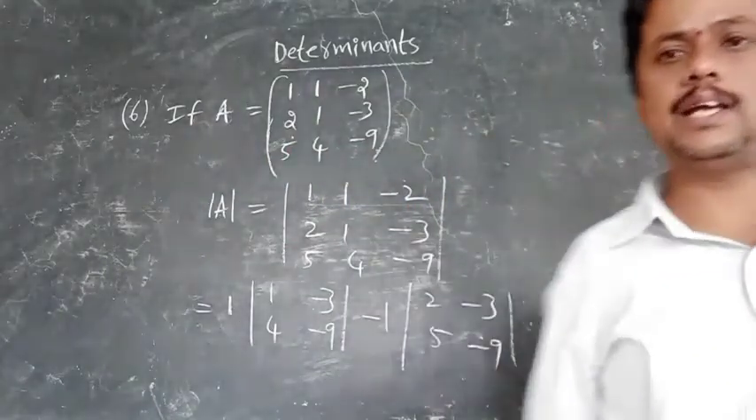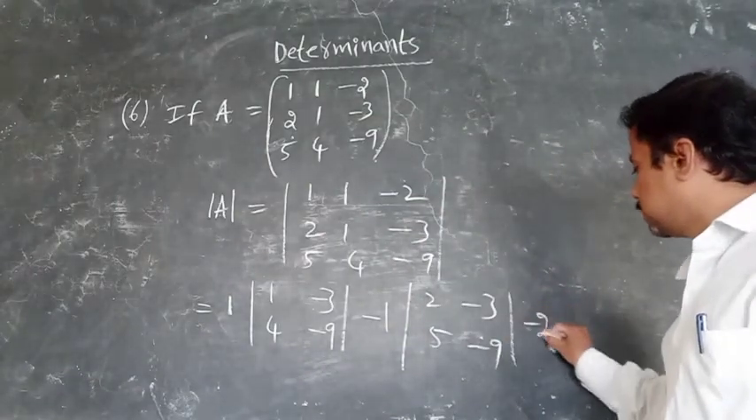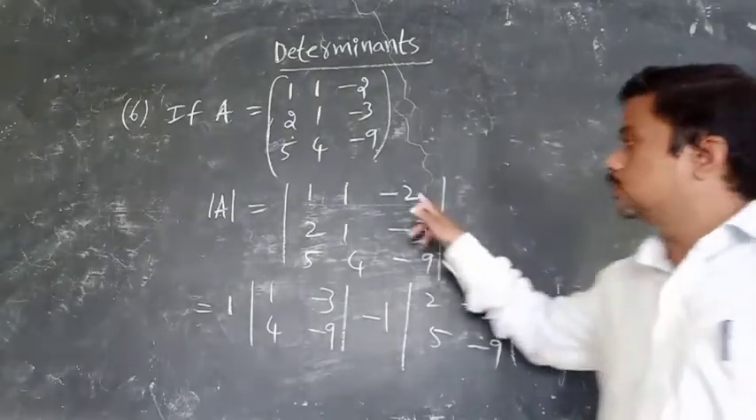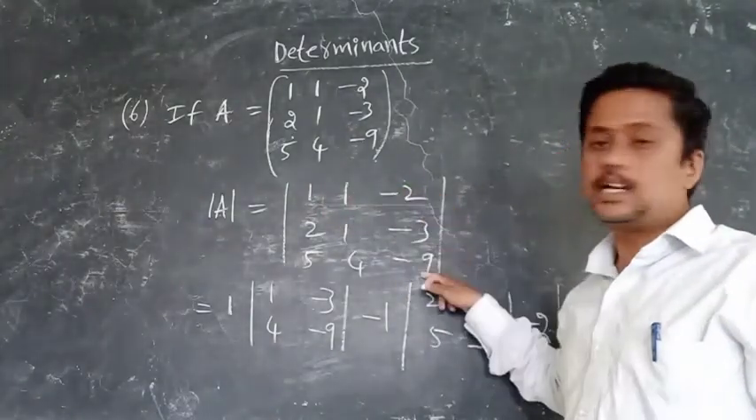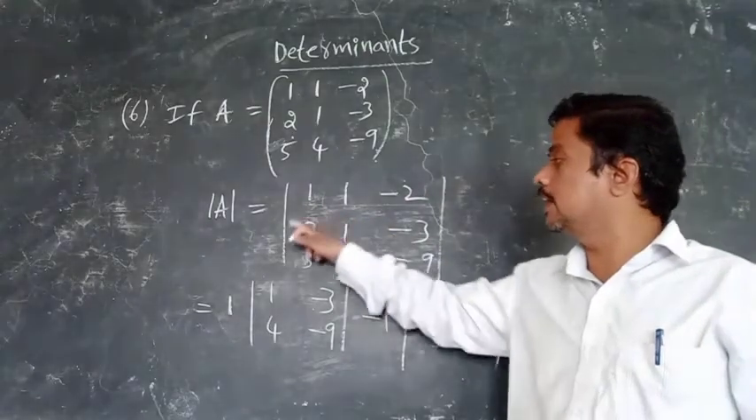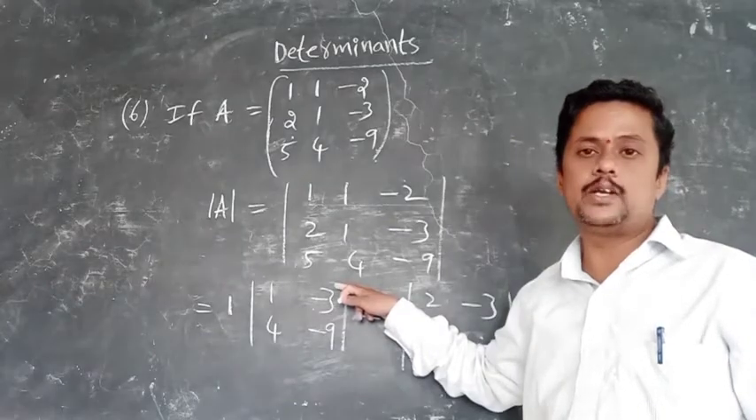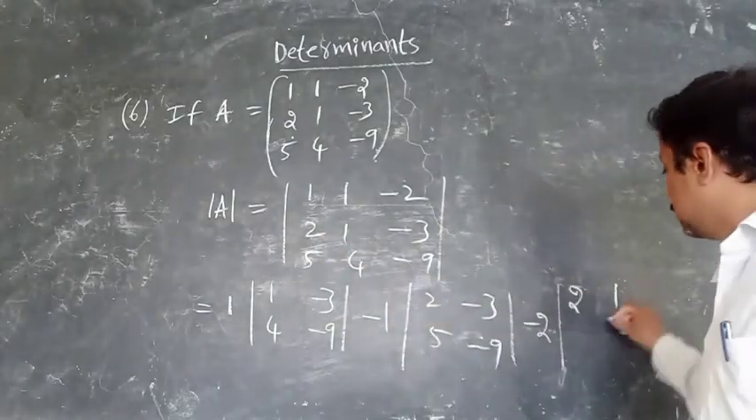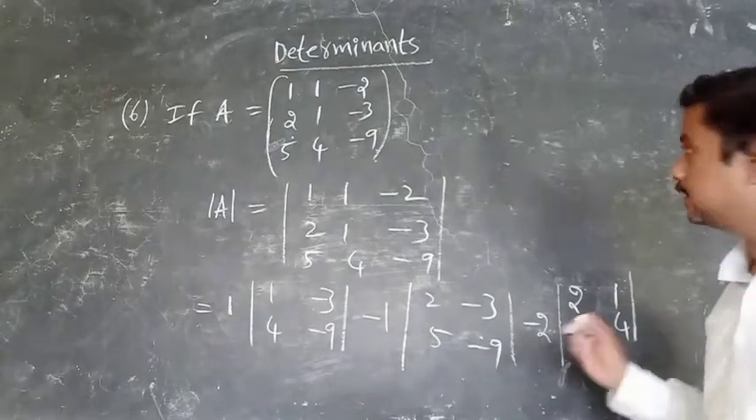And what is the last element? Minus 2, write down the same. Minus 2 into a 2 by 2 determinant. Minus 2 lies in first row and third column. So therefore the remaining elements are framed as a 2 by 2 determinant: 2 1 5 4. Like that we have to simplify.